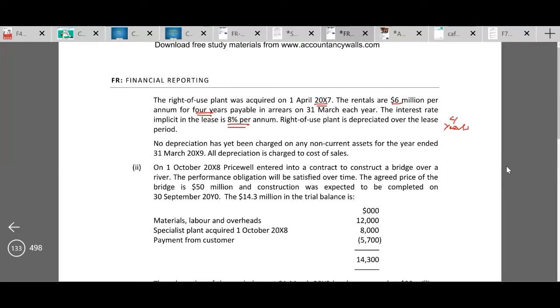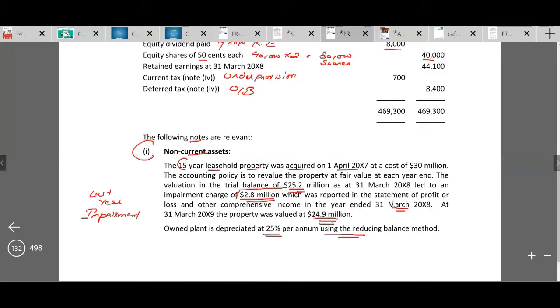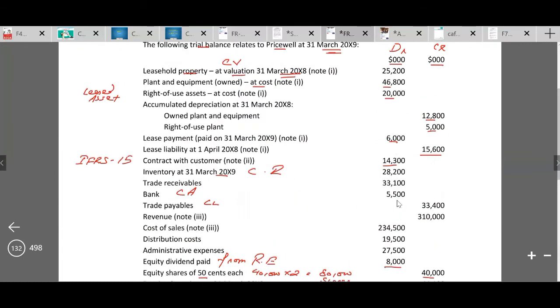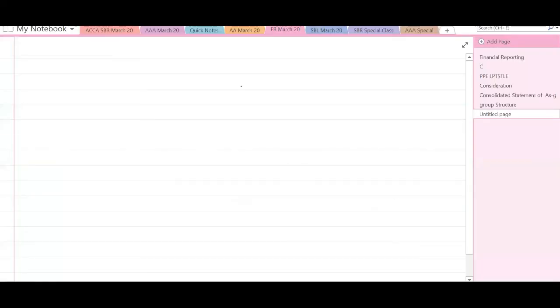No depreciation has been charged on any non-current asset. All depreciation should be charged to the cost of sales. That means whatever we calculate should be allocated to the cost of sales. So far, we have seen that there are three assets: leasehold property, plant and equipment, and right of use assets. So, we can just make the PPE schedule.